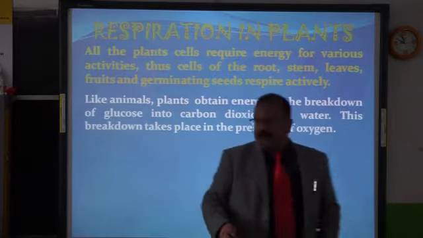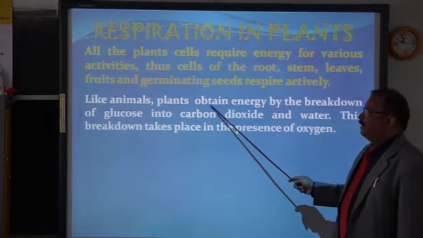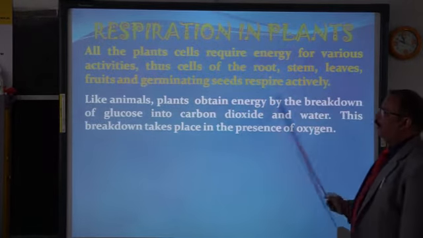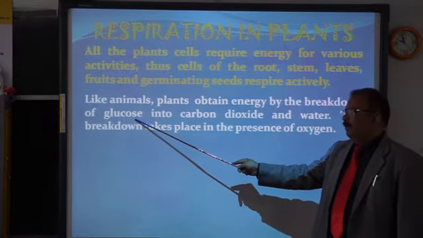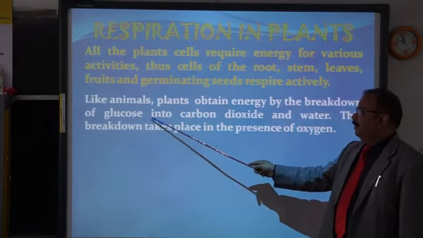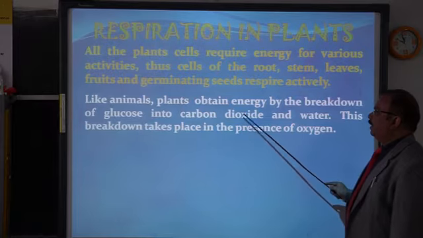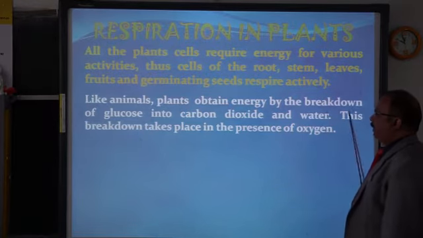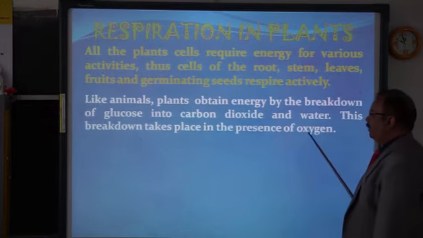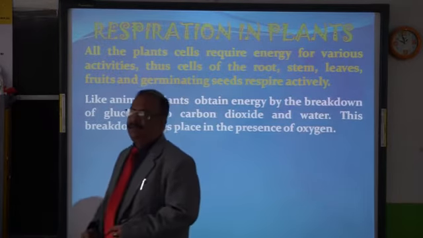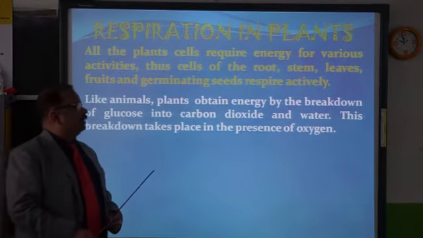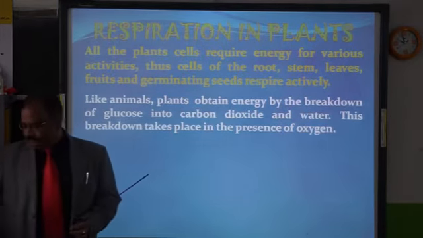Now, like animals, plants obtain energy by the breakdown of glucose. We have already done this. So the same method is there for the plants also, into carbon dioxide and water. This breakdown takes place in the presence of oxygen. That means they take in oxygen and give out carbon dioxide and water in the process of respiration.